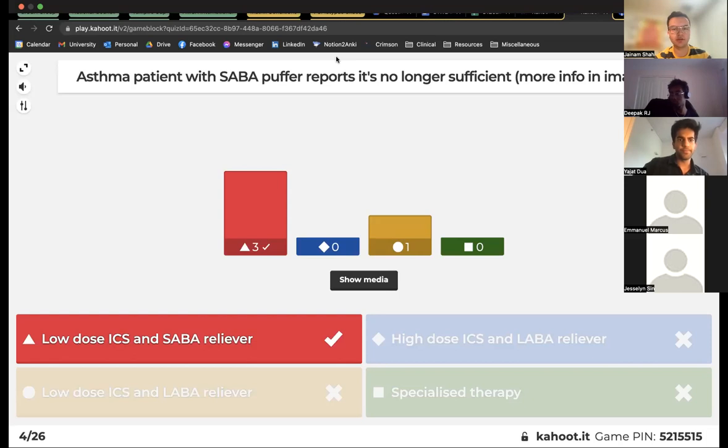It probably is worth just looking this up though. I'll have a look and get back to you with a proper answer. Fair enough. That's good. The main thing that Monash likes is that the ICS masks inflammation, so you always want the LABA with it. You then move on to a high dose ICS and LABA, so the blue option, and then you can add on your specialized therapies later on.